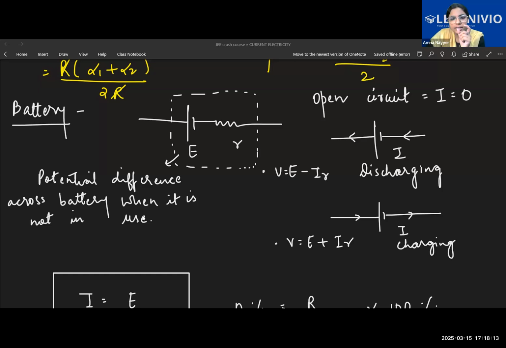Now, the internal resistor is connected along with the EMF battery. What is this internal resistance? This internal resistance is actually the resistance of the battery within, right? Electrolytic solution is present.